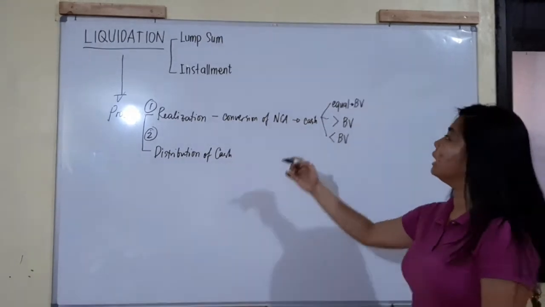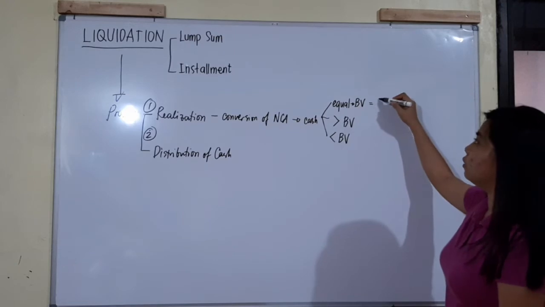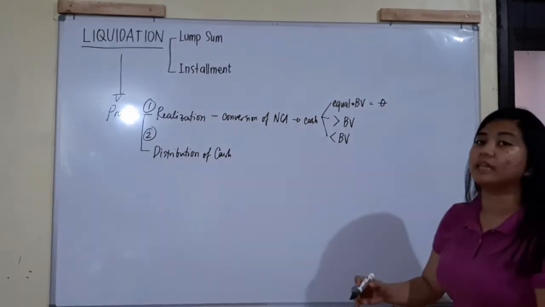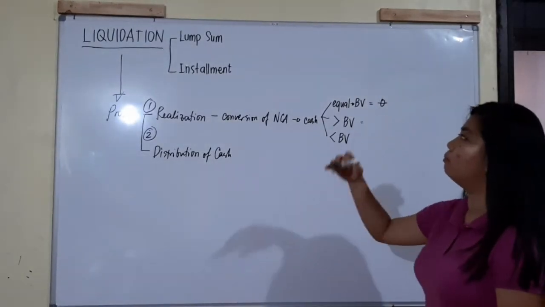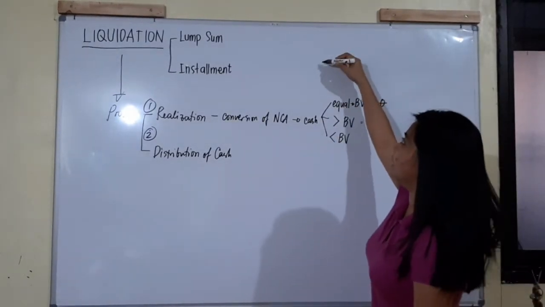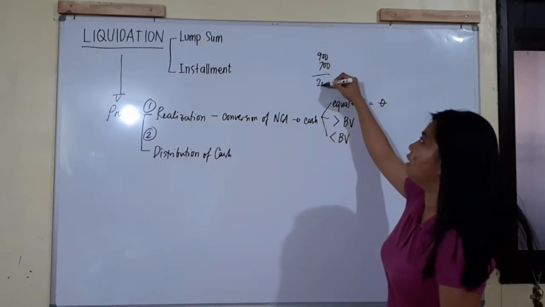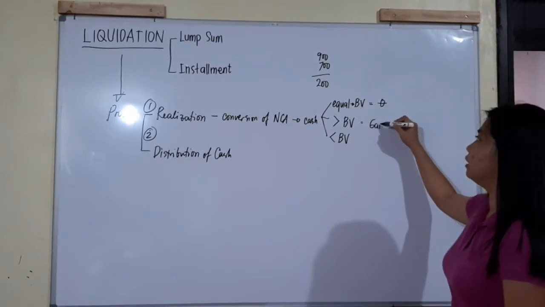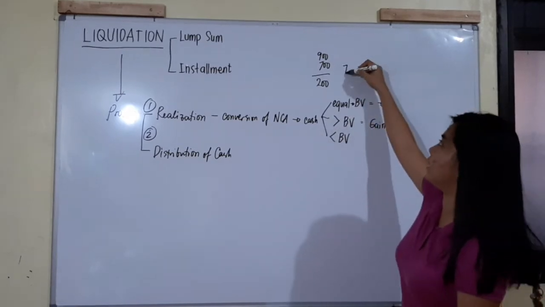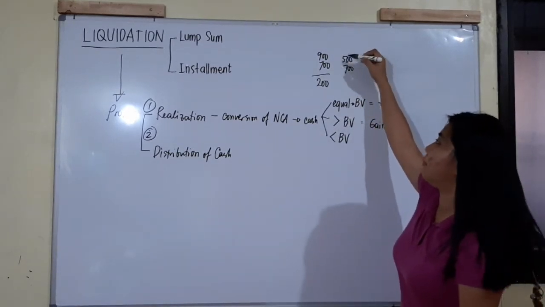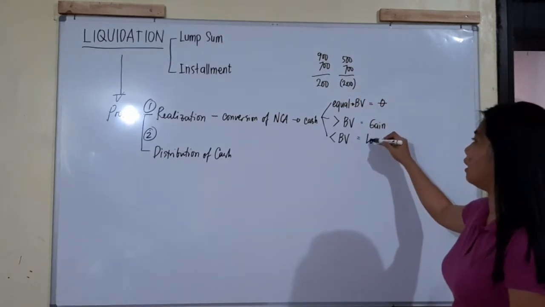So of course, alam natin na kapag binenta natin siya equal to its book value, ibig sabihin niyan, wala tayong gain, wala rin tayong loss. Okay? Pag sinabi naman natin na binenta natin siya at above book value, let's say for example, that our non-cash asset is 700, nabenta natin siya ng 900, we know that we have what we call gain. On the other hand, pag naman nabenta natin yung 700 ng 500 lang, alam natin na nalugi tayo ng 200. So kapag ganito, nagkakaroon tayo ng loss.